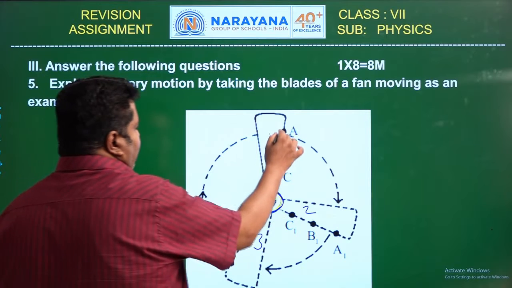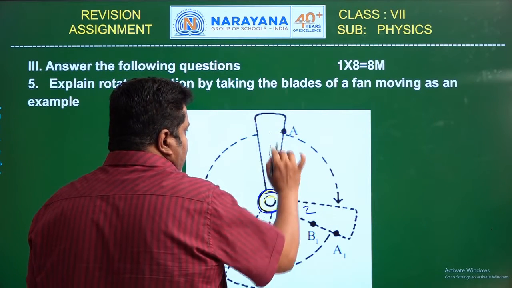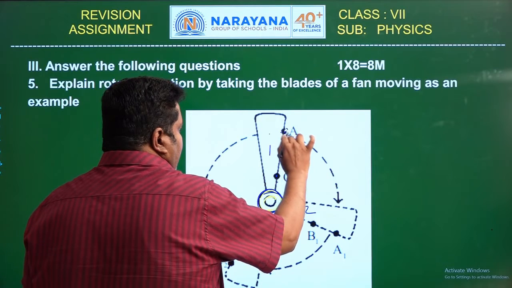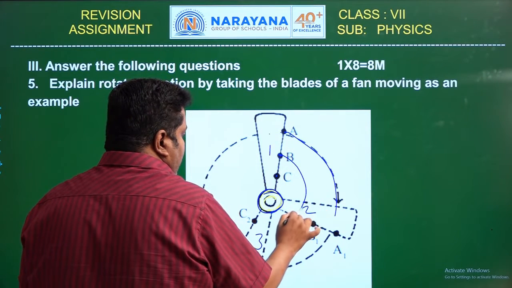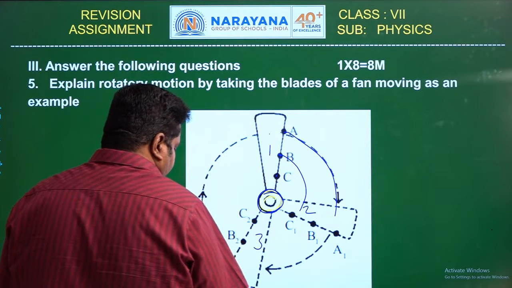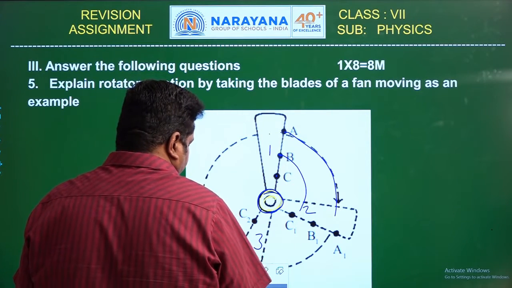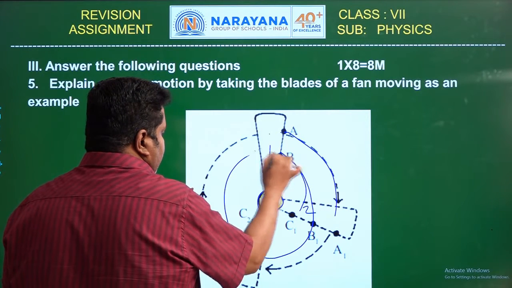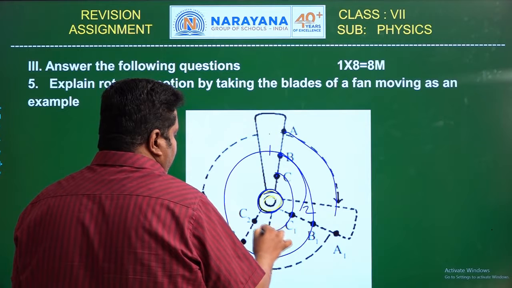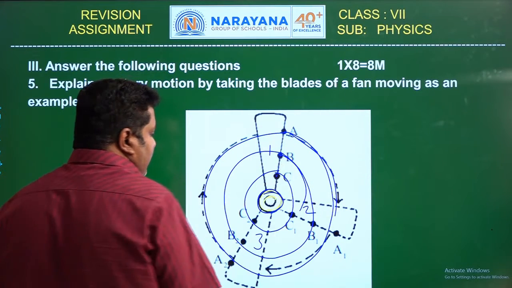Mark some points on a blade of a fan. When the blades are rotating, the points are also rotating. The point B is also rotating like this, the C is also rotating like this, and the point A is also rotating in a circular path like this.